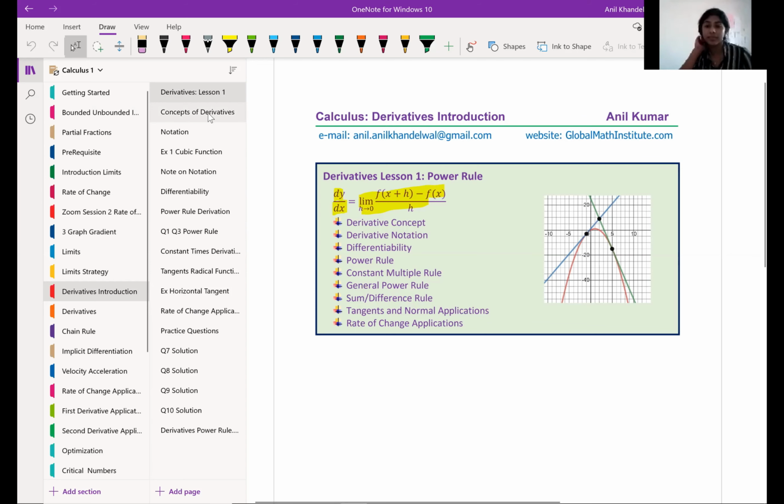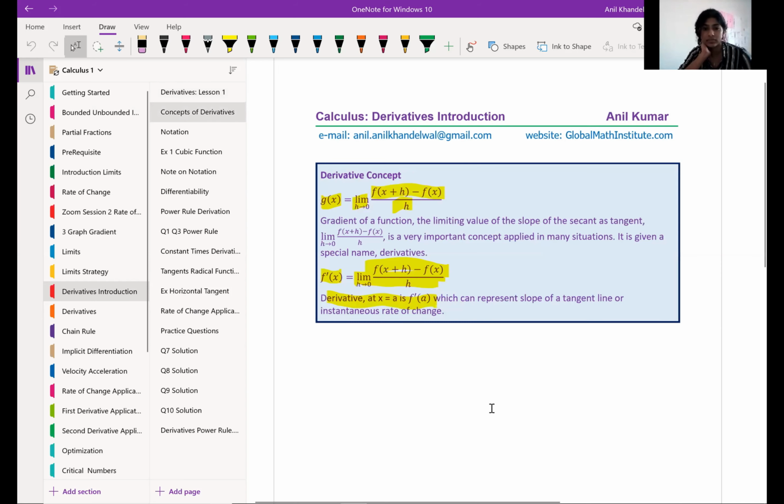And in this unit, we learned about the basic concept of derivatives, the notations, and whether the function is differentiable or not. We derived the formula for the power rule and the constant multiple power rule, and that combination gives you much more power to the power rule. And then we also learned about the sum and difference rule. And then we took up examples based on tangents and normals and rate of change.